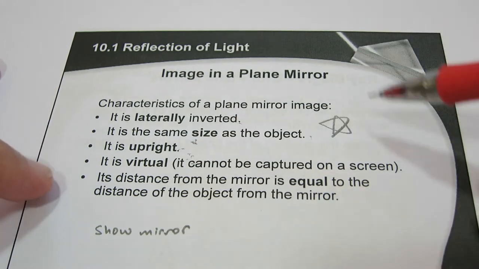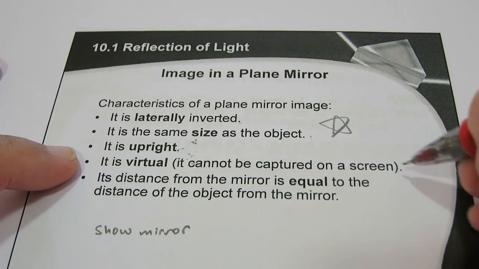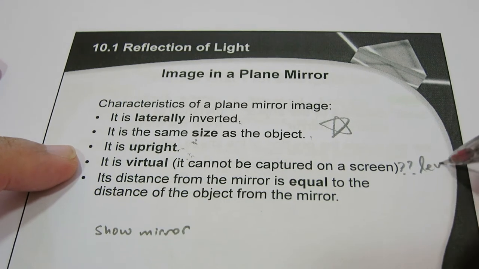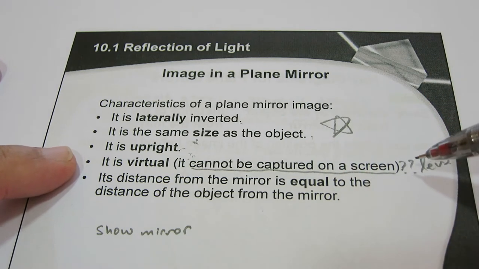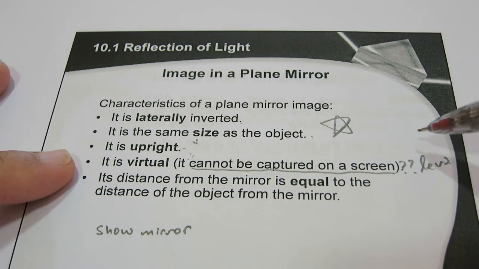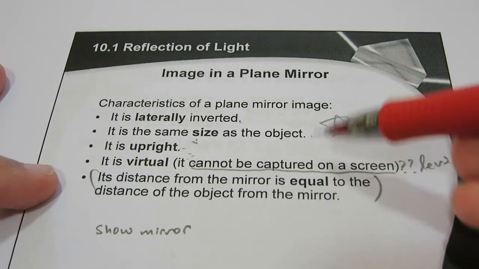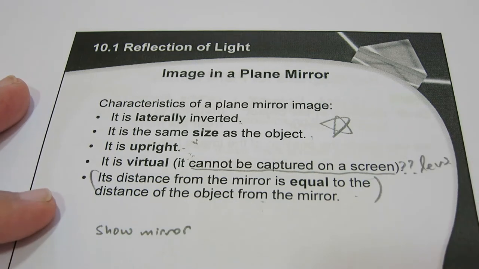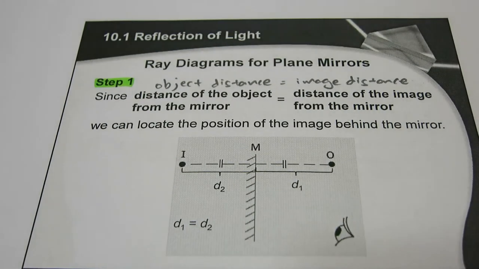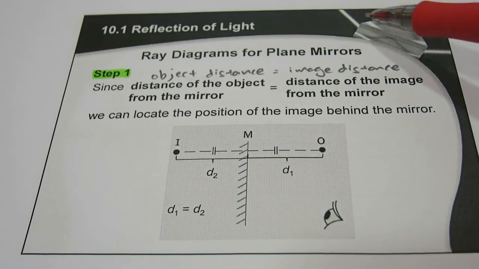So this is upright. It is virtual. Later on, we'll explore a little bit more about what virtual means in lenses. But the gist of it is that it isn't really there and it cannot be captured on the screen. Alright, this one is a bit of a mouthful, but basically it's just saying that the image distance is equal to object distance.